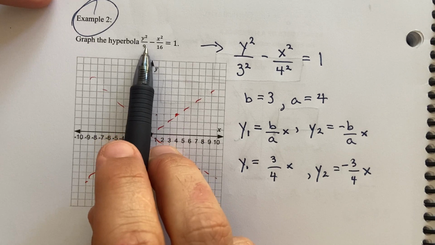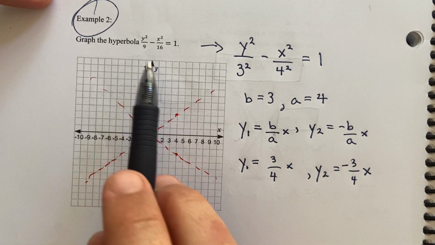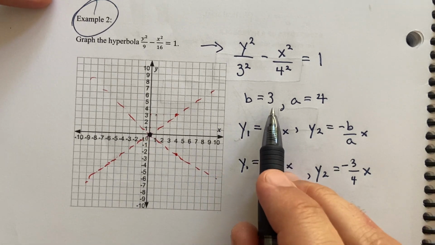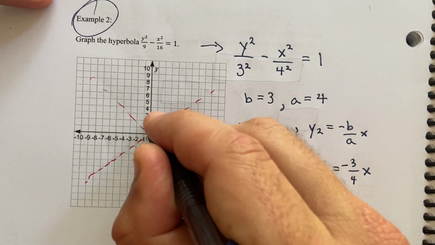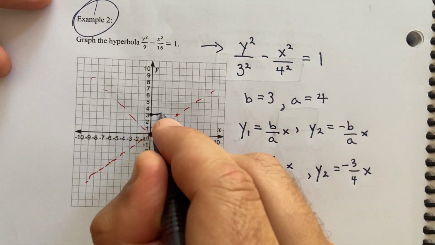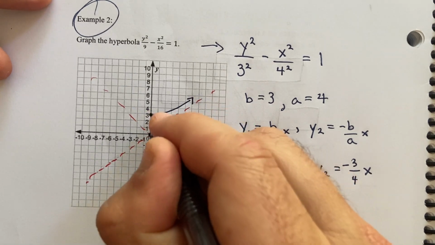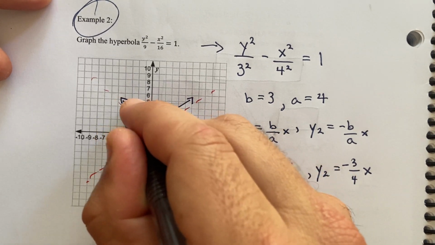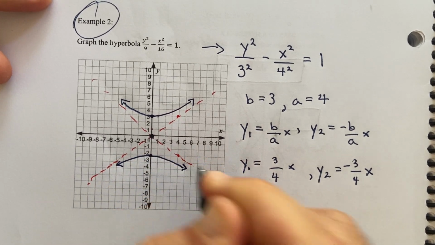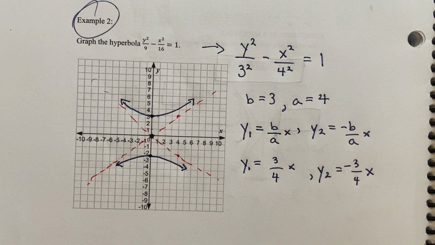This thing is opening vertically, so that means I'm looking to b to know how far to go from the center. So I'm going to count 3 up and 3 down. And then these will kind of approach these asymptotes. All right. Moving on.